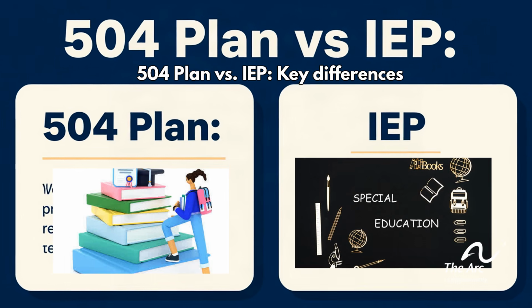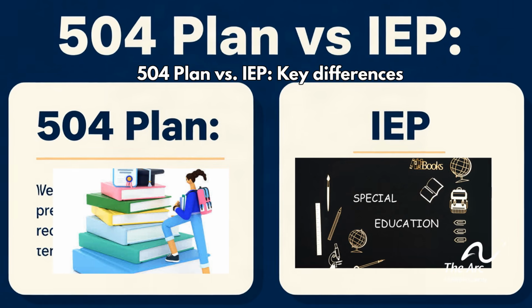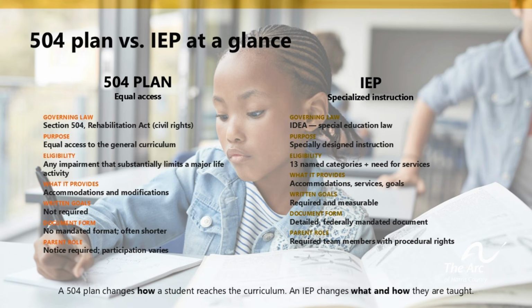504 Plan versus IEP, key differences. A 504 plan comes from civil rights law and provides equitable access to the general curriculum through accommodations, without required goals or an established format. An IEP comes from IDEA, covers 13 disability categories, and provides specially designed instruction, services, and measurable goals in a document required by the federal government, with parents on the team.